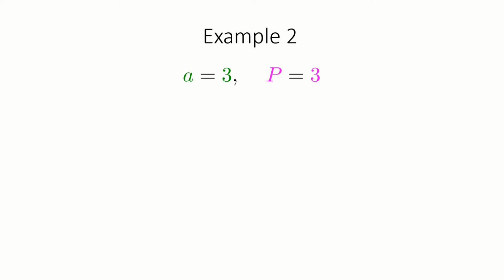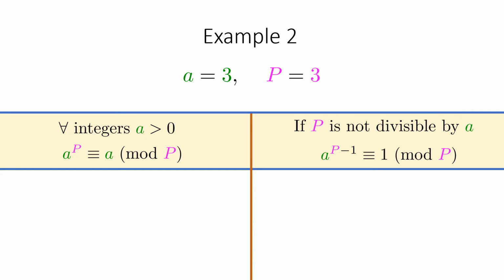In this example, both a and p are equal to 3. a is divisible by p in this example, so the second variant of Fermat's theorem will not hold. Nonetheless, we will try to use the second variant as well to see what happens. The first variant: a raised to the power p is equal to 3 raised to the power 3, which is equal to 27, and 27 is congruent to 0 modulo 3. Don't worry, 27 is also congruent to 3 modulo 3. The first variant is true.